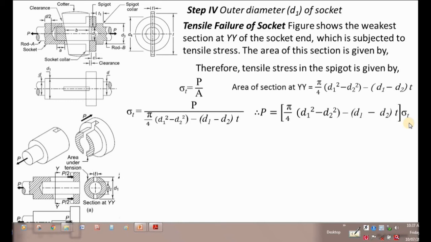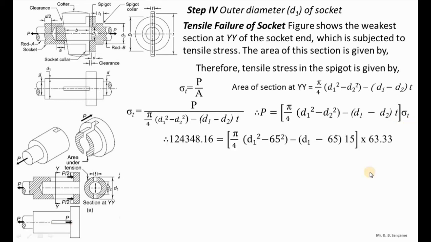Okay, so here P is 1,24,348.16 Newton. D1 is to be calculated, d2 is 65, that we have calculated in the previous slide. Okay, thickness is 15 mm, which is already provided in the numerical, and sigma t is the permissible stress in tension for the material of socket. So after simplification I found a quadratic equation here.